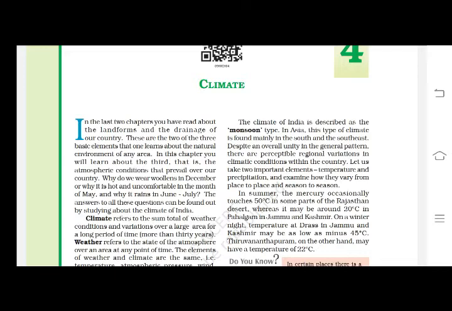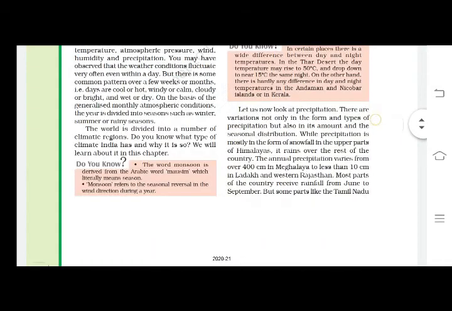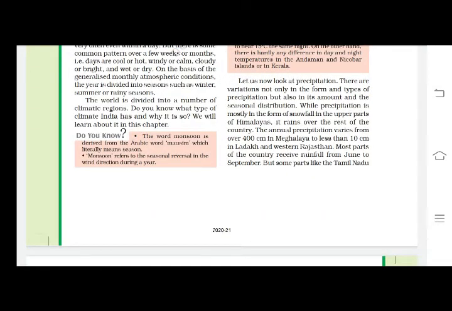If you are talking about another state or another city, then the temperature can be less or more. On a winter night, the temperature at Dras in Jammu and Kashmir may be as low as minus 45 degrees Celsius. Trivandrum, on the other hand, may have a temperature of 22 degrees Celsius. So the temperature of every city or state is not the same. It varies. Then we have precipitation, the second element of climate and weather. There are variations not only in the form and types of precipitation but also in its amount and seasonal distribution.